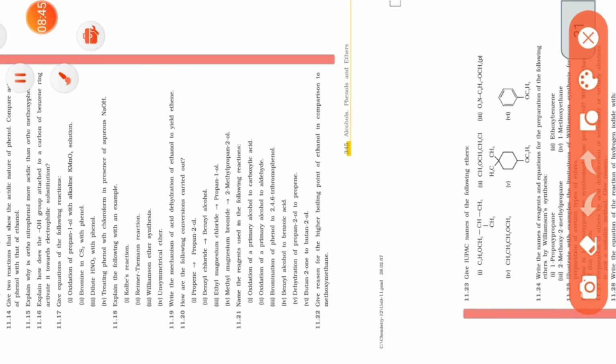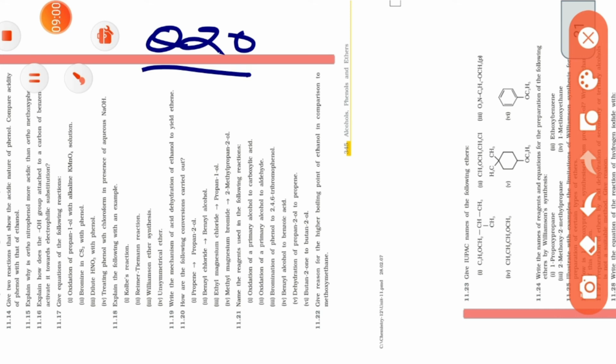Okay, then after doing this one, we are having the next question, 11.20, question number 20. You can do it only when you know all the reactions properly. Now see, number 1 is propene to propan-2-ol. What do you have to do in propene to propan-2-ol? Simply you give the reaction with concentrated H2SO4, then with water, the answer will come out.